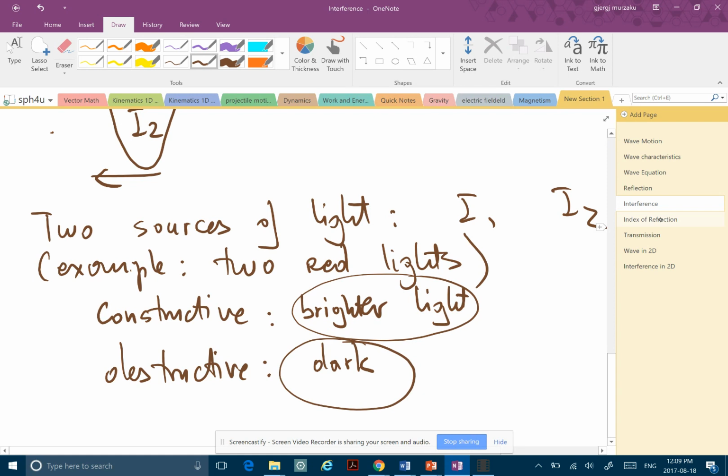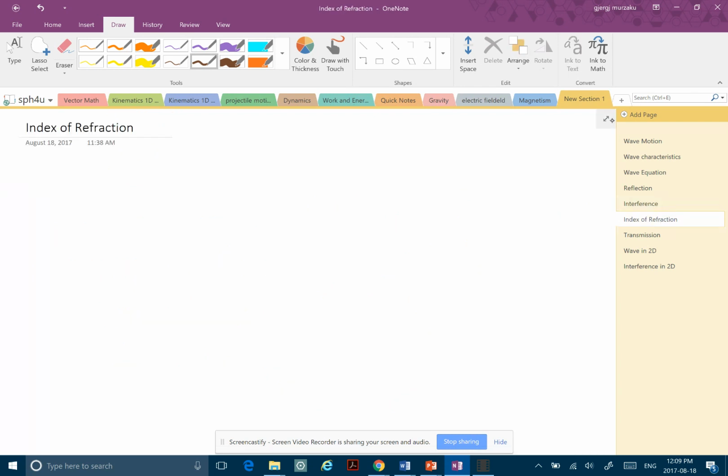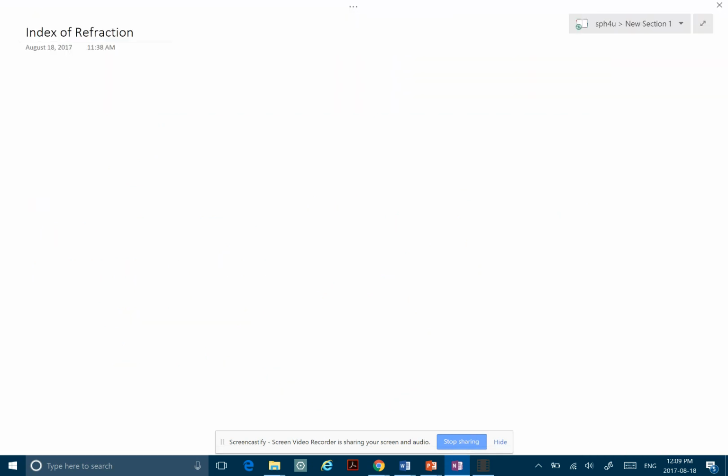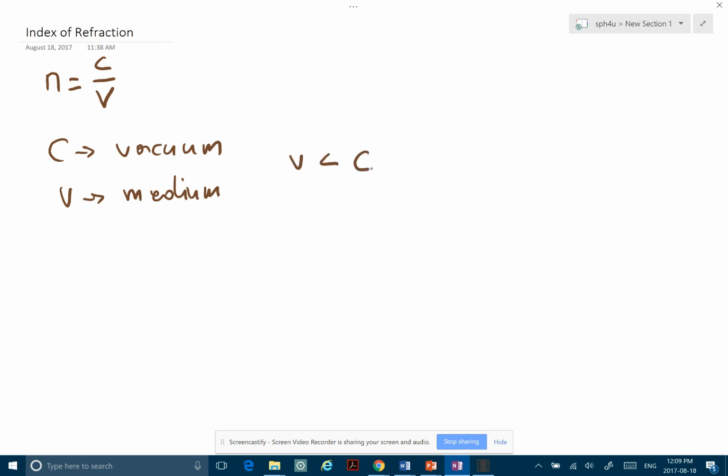So let's put some more prior information here before we go into those experiments. The index of refraction, as you remember, is the ratio of the speed of light in vacuum and through a medium, right? So C is in vacuum, and V is in a given medium where light always will slow down. So V is always less than C. Okay, so we expect n to be greater than 1 in general.